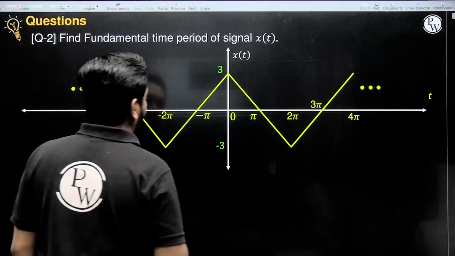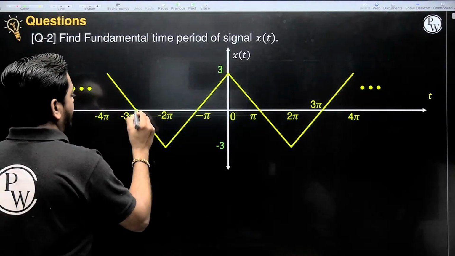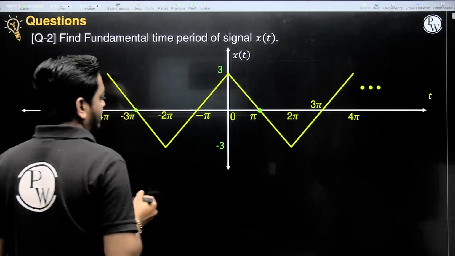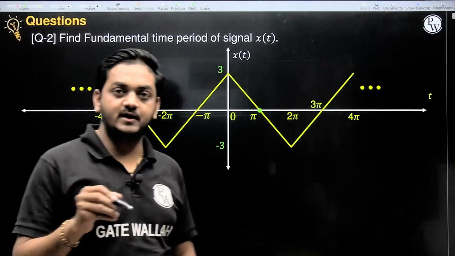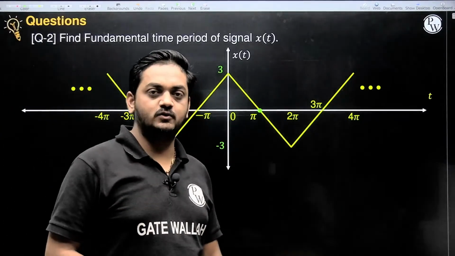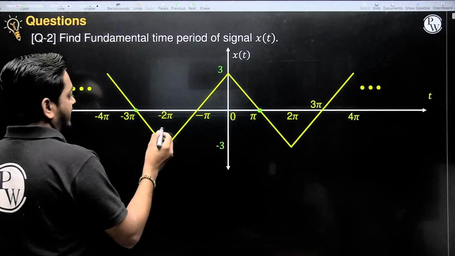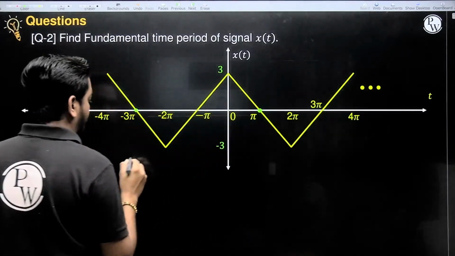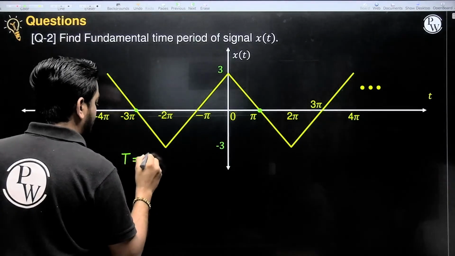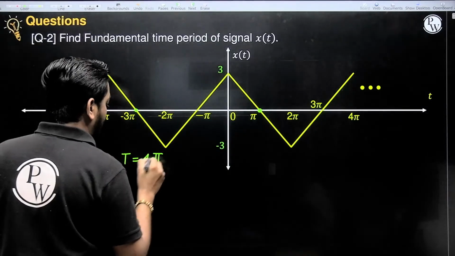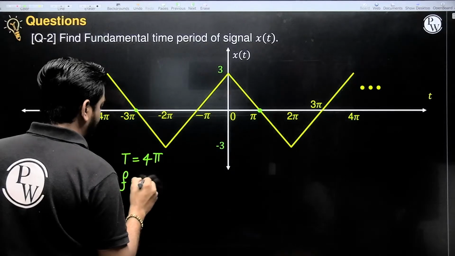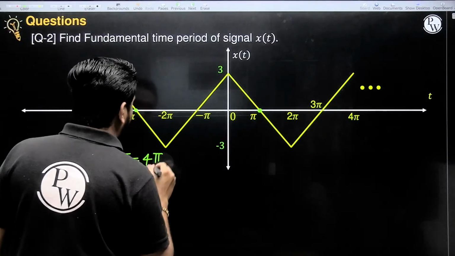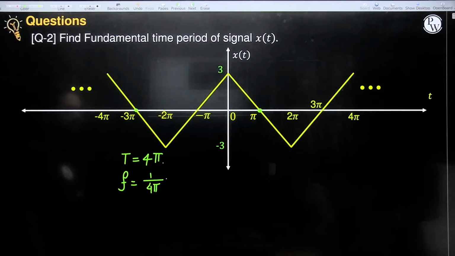Here, what is the fundamental time period? You can say -3 pi to pi. These are all non-sinusoidal periodic signals. This is the negative half cycle, this is the positive half cycle. So here, from -3 pi to pi, the fundamental time period is 4 pi. If you want to calculate the fundamental frequency f, it is the inverse of the fundamental time period. Okay, -3 pi to pi.